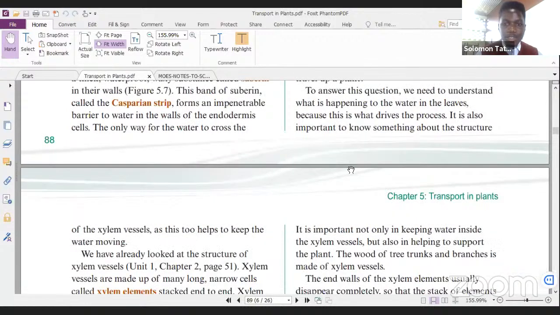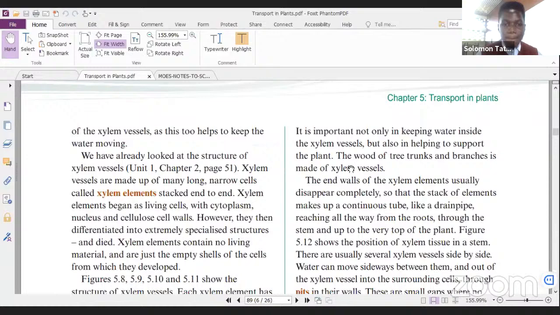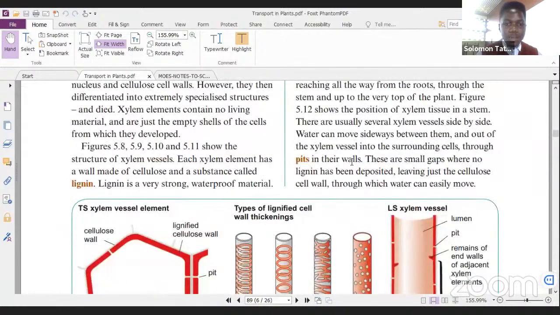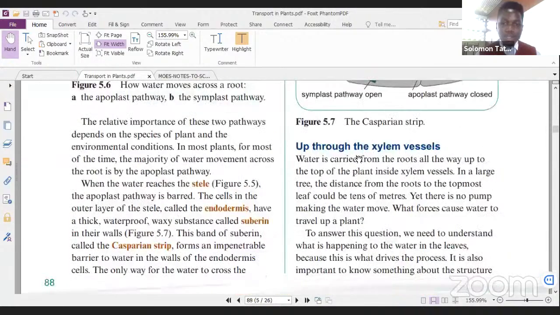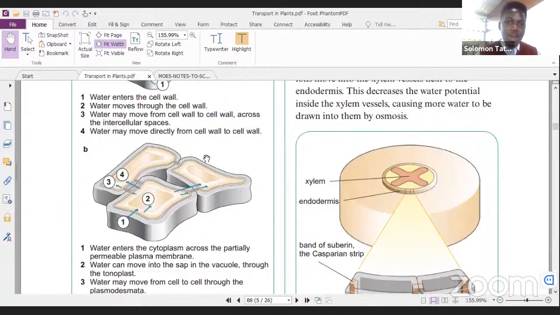Faith, you have a question? Yes, teacher. About the vacuole, isn't the tonoplast also taking part when it comes to the movement of water from one cell to another? Good question, Faith. Who knows what the tonoplast is? Who would love to tell us what the tonoplast is? Because it's important for us to know what the tonoplast is before we answer this question.